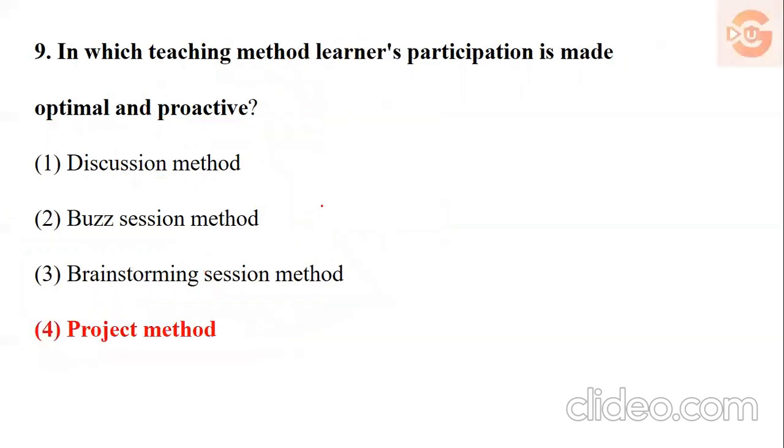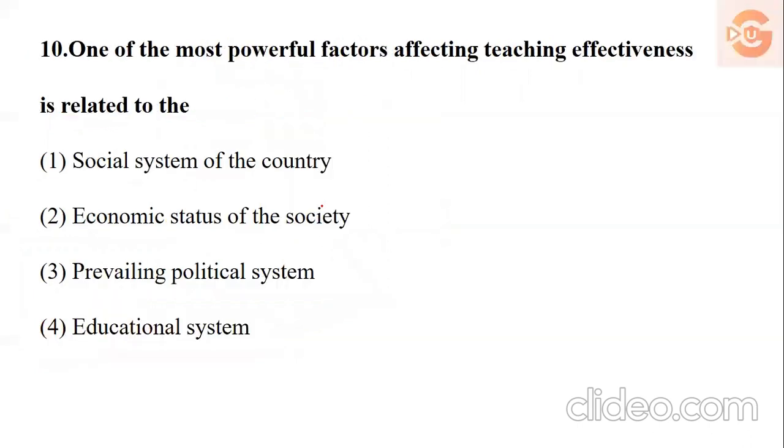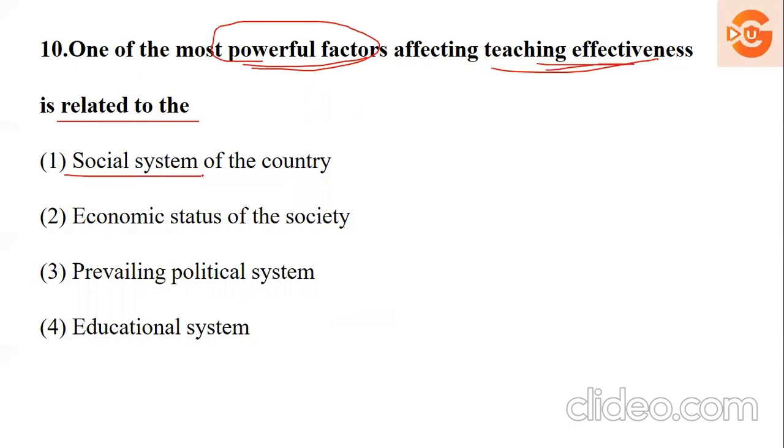So the correct answer here is option number 4. Next we have: one of the most powerful factors affecting teaching effectiveness is related to what? यानी अगर आप सबसे important factor, powerful factor जो teaching को affect कर सकता है वो क्या है? Social system? No. इसमें बहुत सारे problems है. आपको पता है like society is formed of too many, I mean to say customs, traditions. तो अगर आपको किसी एक को importance दोगे तो there will be a problem.